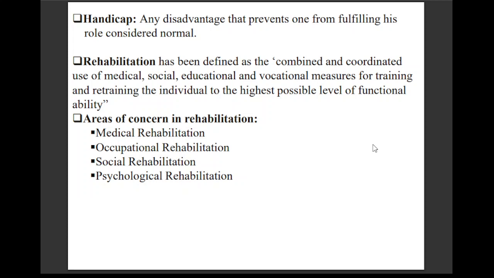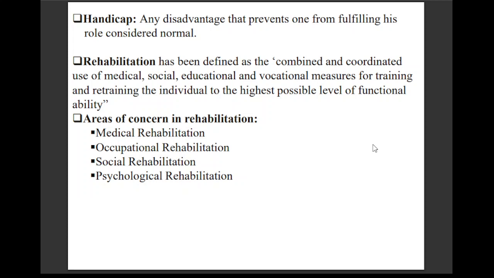Handicap, it is not having that part or that organ, because of that it is now called handicapped. Any disadvantage that prevents one from fulfilling his role as considered normal. And rehabilitation has been defined as a combination and coordinated use of medical, social, educational, vocational measures for training and retraining that individual to the highest possible level of functional ability. That is, a handicapped person can be rehabilitated.